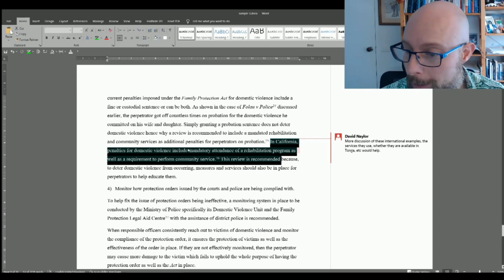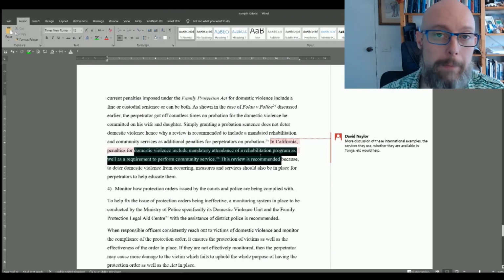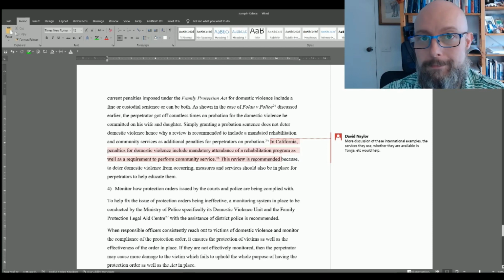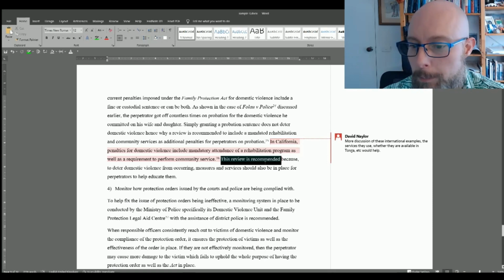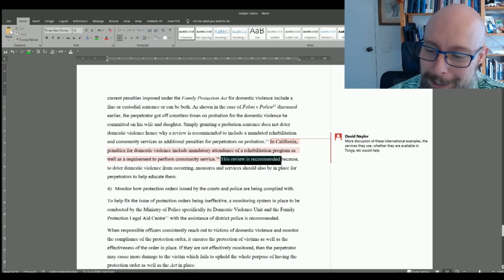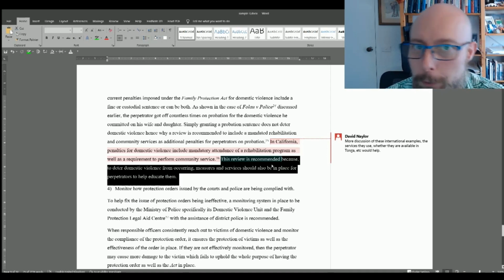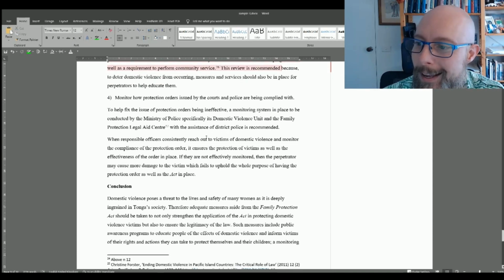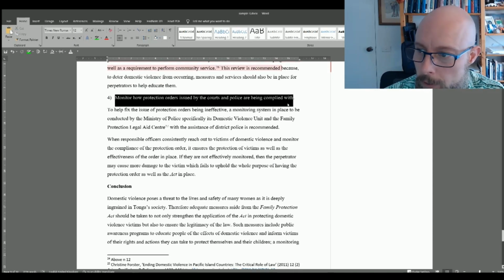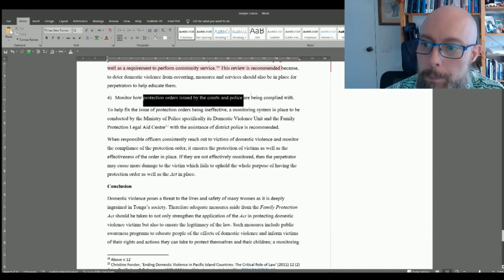In California, penalties for DV include mandatory rehabilitation. So is that effective? Has it been working? It probably has been moderately effective, but at least tell me that it's effective, and therefore we should consider that same sort of thing here. Again, we've got the issues with resources and funding and so on, but we could address that. And then finally, monitoring. So how a protection order is issued: they're not issued by the police.